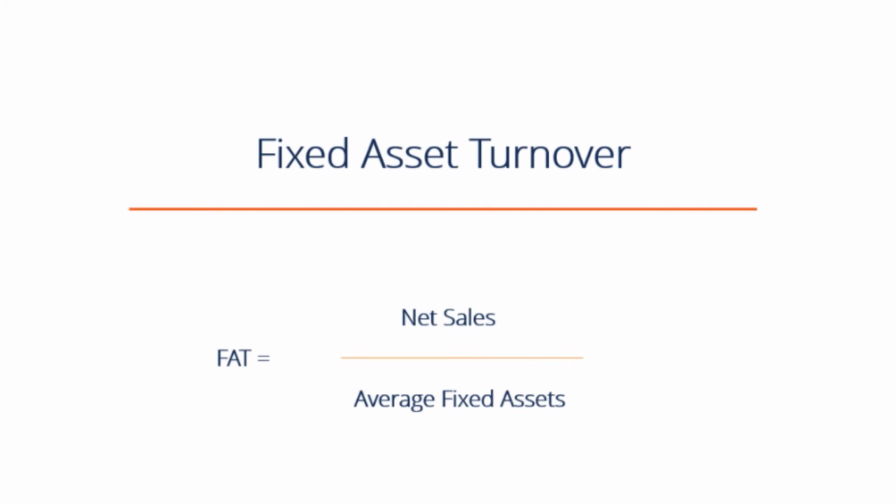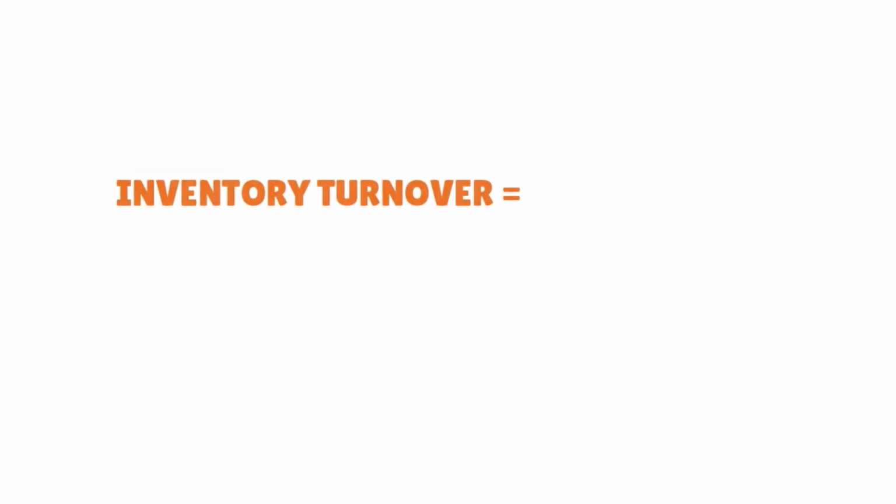This expresses net sales as a multiple of the company's fixed assets. So this equals net sales divided by average fixed assets. And then you have inventory turnover. This expresses cost of goods sold as a multiple of the company's average inventory.